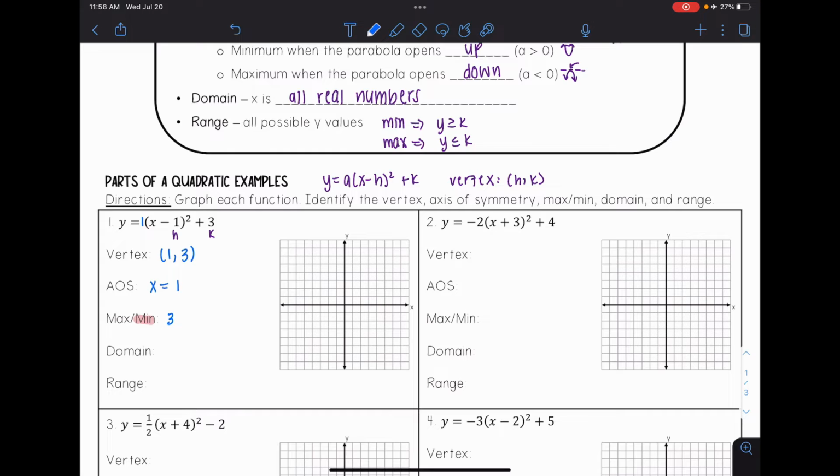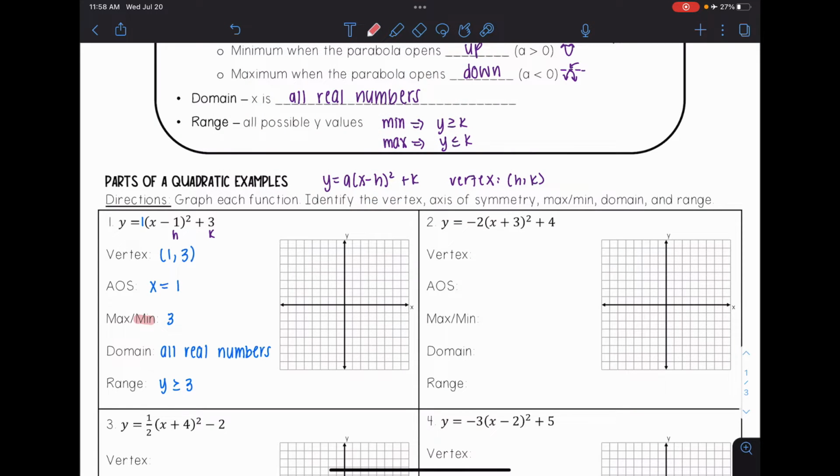Next, I want to figure out the domain. Well, domain of all of these is going to be all real numbers, so I can just write all real numbers. And the range is going to be all the possible y values. So here, since I am opening up, this is a min, and so I know that means it's going to be y is greater than or equal to k. So that means it's going to be y is greater than or equal to 3.